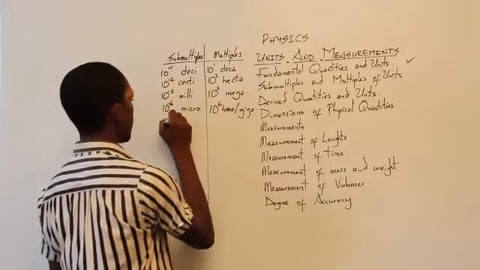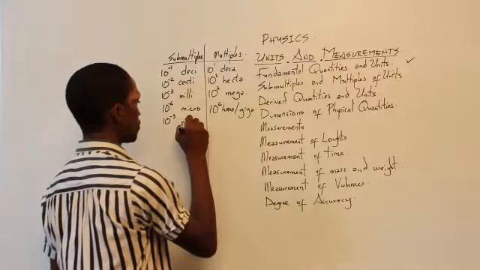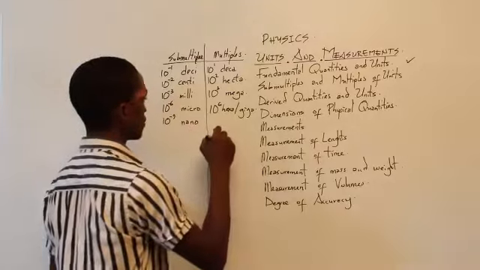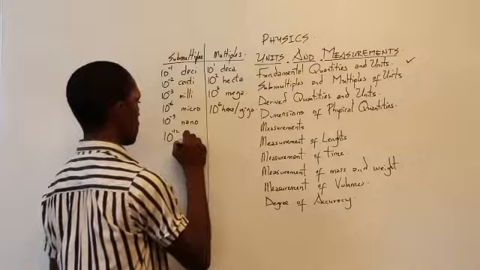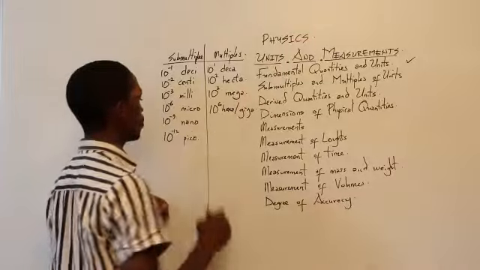And also, when we come to power of minus 9, we have nano. Power of minus 12, we have pico.